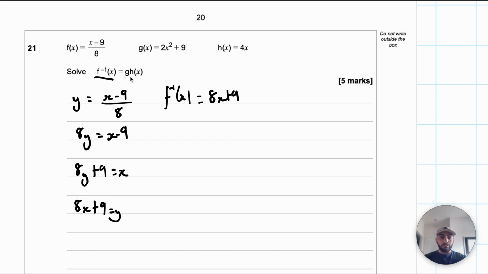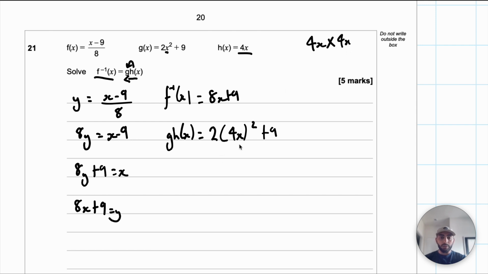Next, I've got g of h of x. When I do these, I'm reading from right to left. Normally when you read in English, you read left to right, but with functions, you read right to left. So I'm going to put h into g. I can see h is equal to 4x. So wherever I see x here, I'm going to swap it with a 4x. So we're doing g of h of x is equal to 4x into here, so we've got 2 multiplied by (4x) in brackets squared plus 9. What's 4x times 4x?